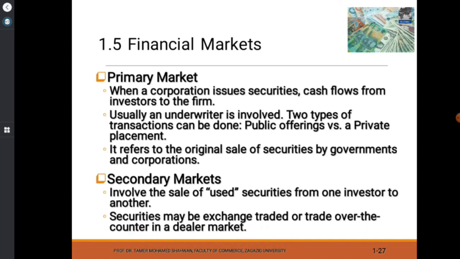Number one, the primary market is a market that is used when a corporation is looking to issue a security for the first time. That is, if we would like to publish a security for the first time, this will be done in the primary market. This process will be done either by using what we call a public offering or what we call a private placement. What is the difference between them? In a public offering, we sell a specific issue for the first time to everyone in the market. Everyone has a right to buy this type of security.